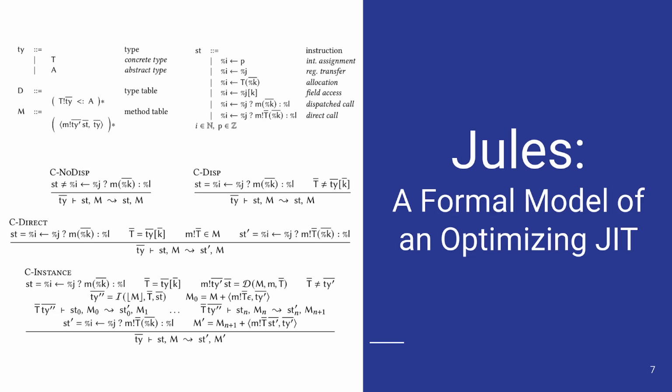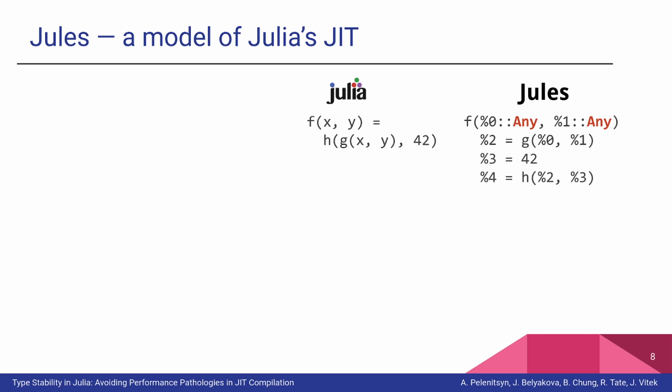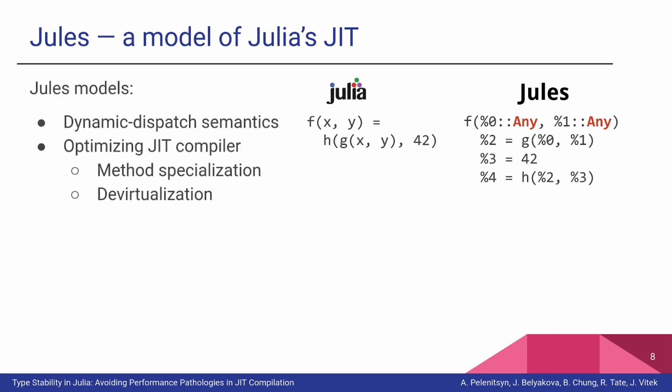I will not go into details of our formalism called Jules. Instead, I introduce it to you with several examples that provide intuition for all key results. The syntax of Jules is an SSA-like IR, akin to what we saw earlier with code_warntype. This allows us to reason about concrete and abstract types of sub-expressions. Jules has a baseline dispatch semantics and an optimizing JIT. The JIT has two tasks.